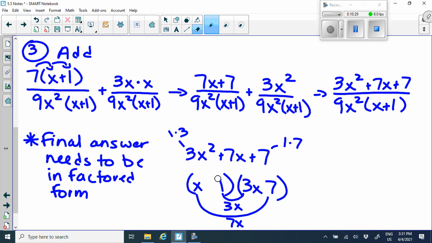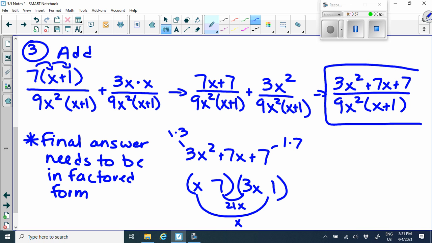So I'm going to switch that then. I'm going to have a 7 and a 1. So 7 times 3 gives me 21x, and then I get an x. Well, 21x and x will never get me to a 7x if I add or subtract. So my numerator of 3x squared plus 7x plus 7, I cannot factor that anymore, and there's nothing to simplify, so this is going to be my final answer.